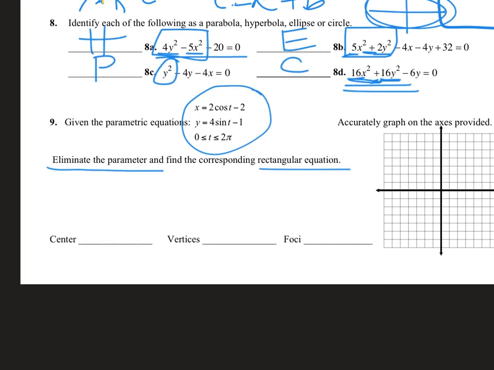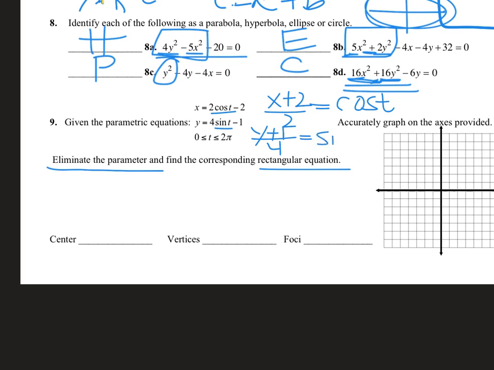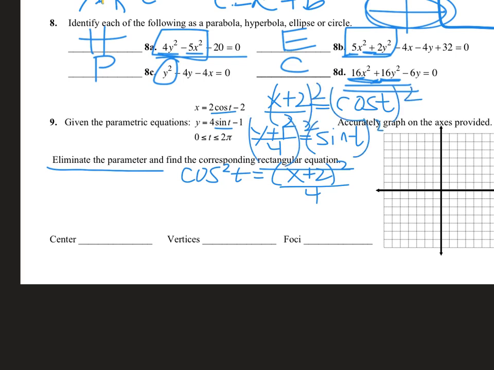Now, to actually solve this or get this into a rectangular equation, what you should do is solve for cosine and solve for sine. So we're going to add 2 to the other side and divide by 2, and that's equal to cosine of t. And then for sine, we will add 1 and divide by 4, and you get sine of t. All right, now take each of those and square them, and here's where the magic happens. We get cosine squared t equals x plus 2 squared over 4. So you square that, and then square this whole thing too. So we get sine squared t equals y plus 1 squared over 16.